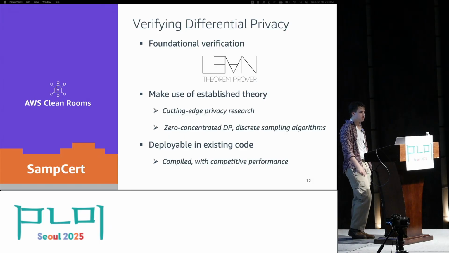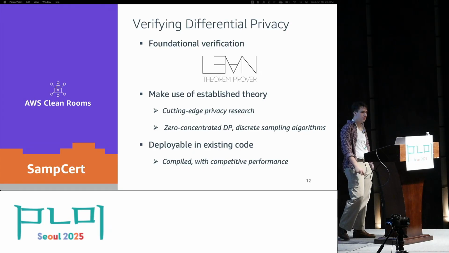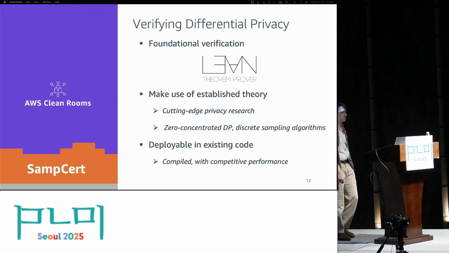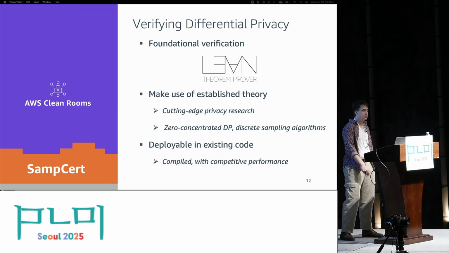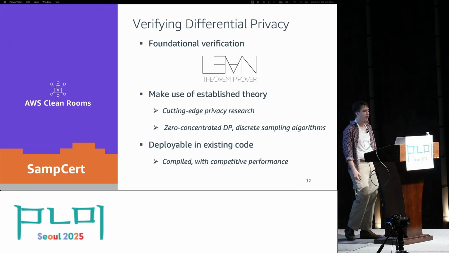Our answer to this challenge is SampCert. SampCert is a differential privacy library written and verified in Lean. It uses the large body of verified mathematics provided to us by MathLib in order to mechanize even recent privacy research. And finally, the compiled code that we get out of SampCert is competitive enough in terms of performance to be used and is currently deployed at AWS.